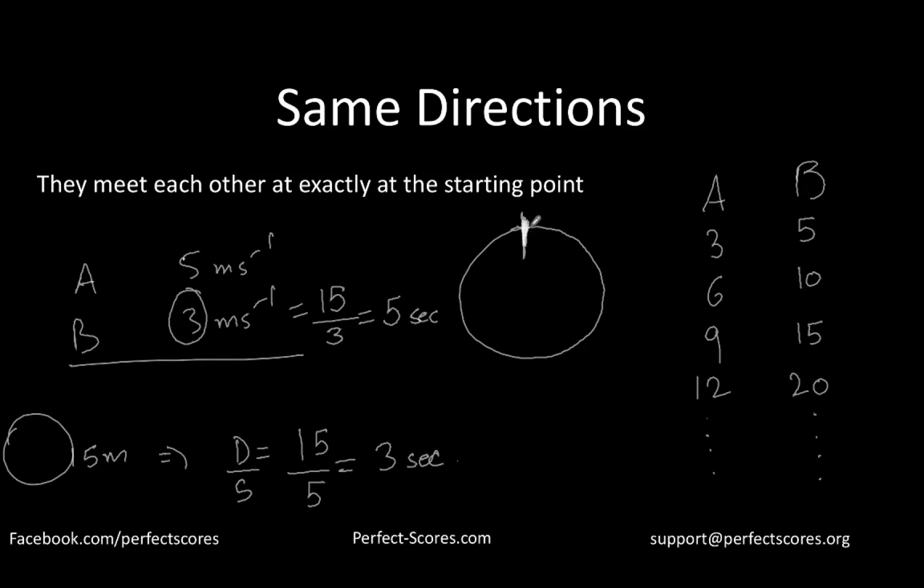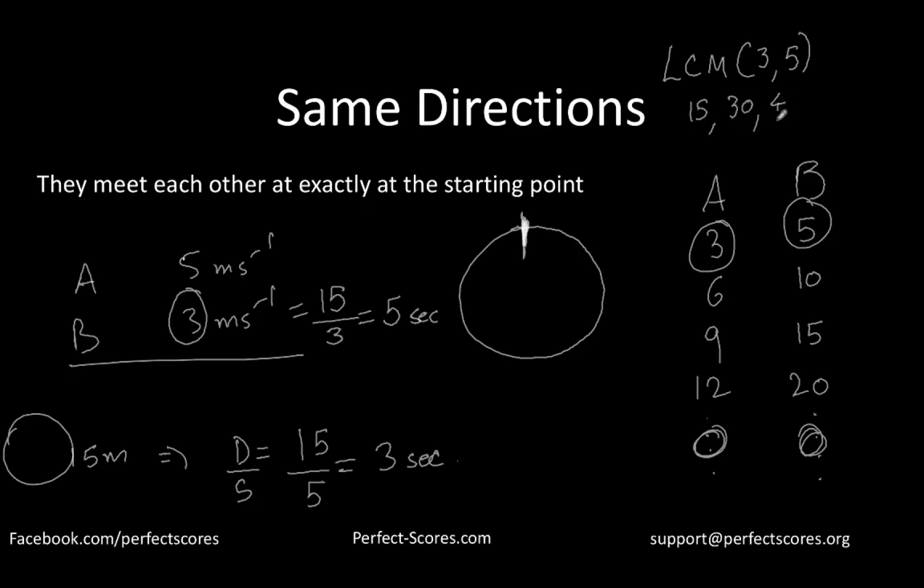So when are they going to meet at the starting point? That would be when this value equals this value. And when will this value be equal to this value? That would be when 3 and 5 have a common multiple, isn't it? Well, that would just simply be the LCM of 3 and 5, the least common multiple of 3 and 5. That would be 15, right? Another would be the next multiple of 15, that is 30. Another would be 45. So these are the seconds after which they will actually meet at the starting point. So I hope you're understanding what I'm trying to say here.